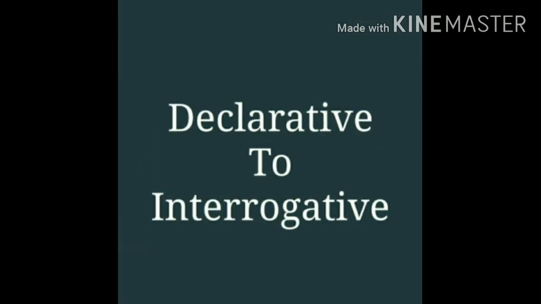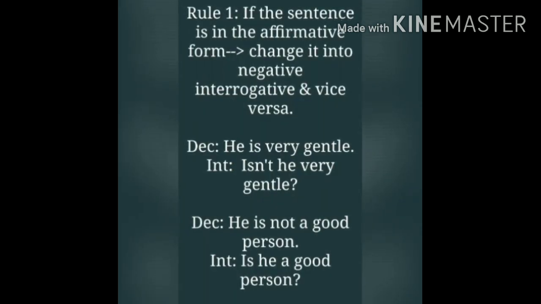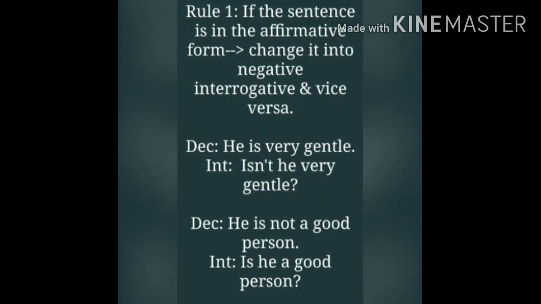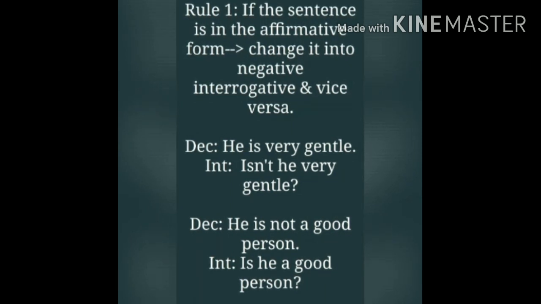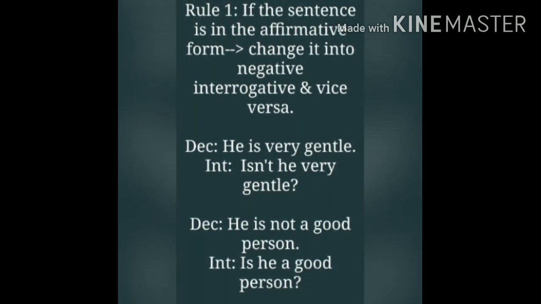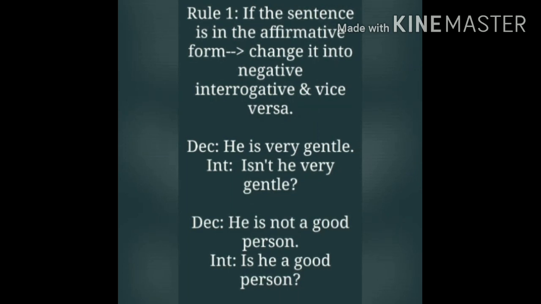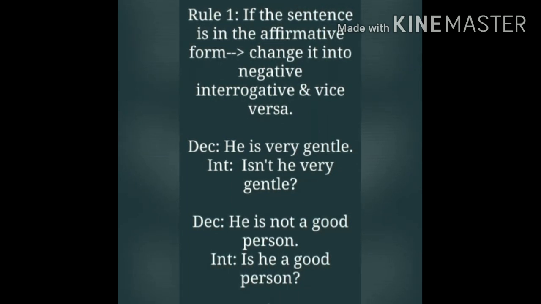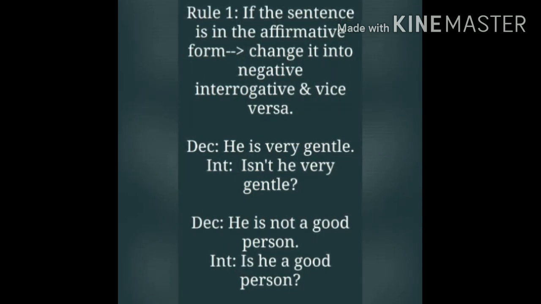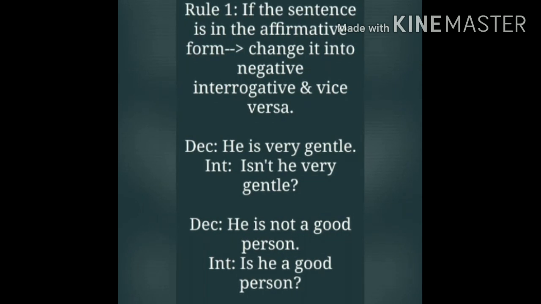Declarative to interrogative sentences. Rule 1. If any declarative sentence is given in the affirmative form, that means positive form, then you have to change it to negative interrogative, and vice versa. Vice versa means if the declarative sentence is positive, make a negative interrogative sentence, and if the declarative sentence is negative, make a positive interrogative sentence.